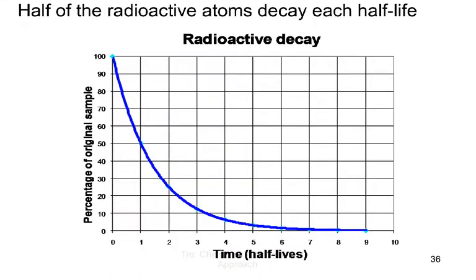And we know that half the radioactive atoms will decay every half-life. So after one half-life, you have 50% of your original sample. After two half-lives, you have 25%, three half-lives, 12.5%, etc., etc.